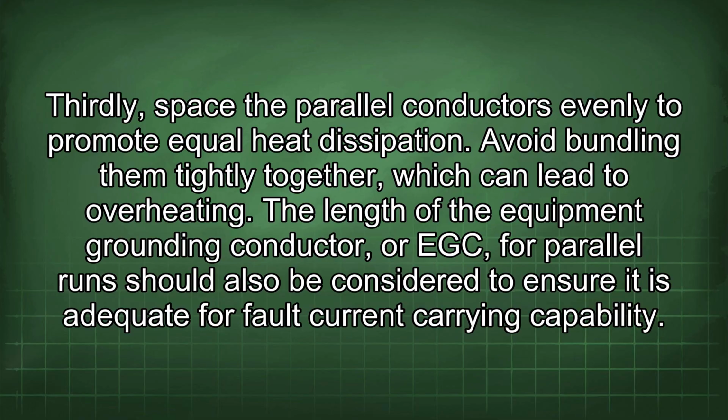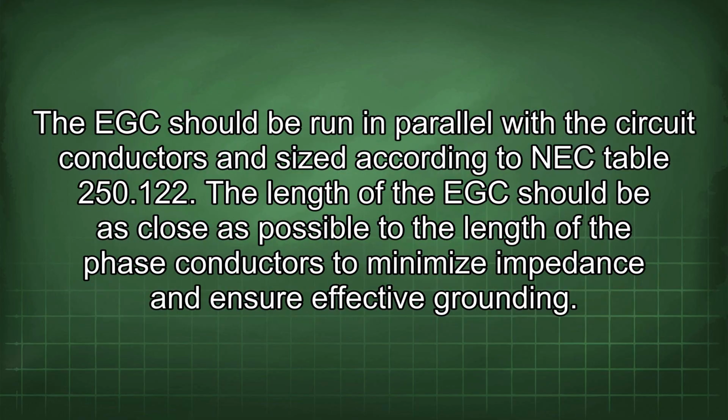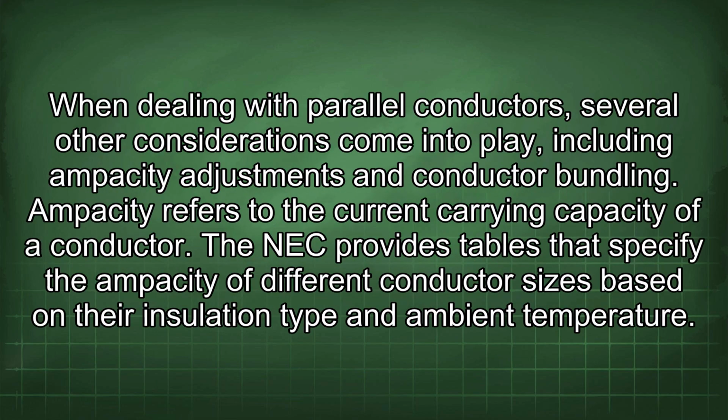The length of the equipment grounding conductor, or EGC, for a parallel run should also be considered to ensure it is adequate for fault current carrying capability. The EGC should be run in parallel with the circuit conductors and sized according to NEC Table 250.122. The length of the EGC should be as close as possible to the length of the phase conductors to minimize impedance and ensure effective grounding. When dealing with parallel conductors, several other considerations come into play, including ampacity adjustments and conductor bundling.